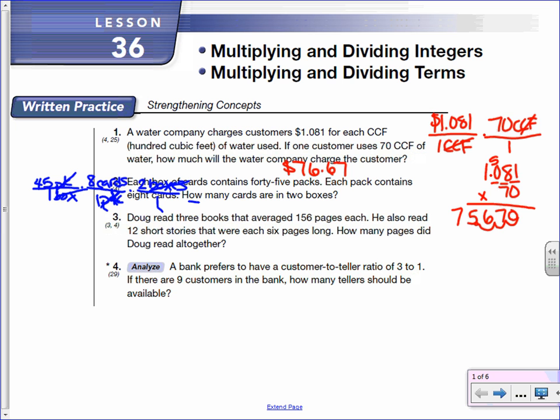That's good. So what that shows us is that we have 45 times 8 times 2. So I'm going to rearrange this so it's easier. I'm going to do 45 times 2 times 8. Commutative property tells me I can do that. 45 times 2 is 90. And then 90 times 8 is 72 with a 0 at the end. So 720 cards are in 2 boxes.